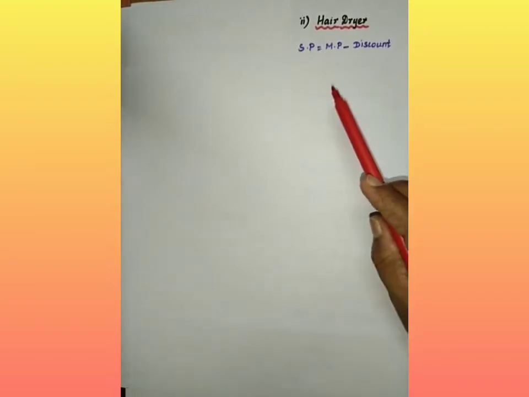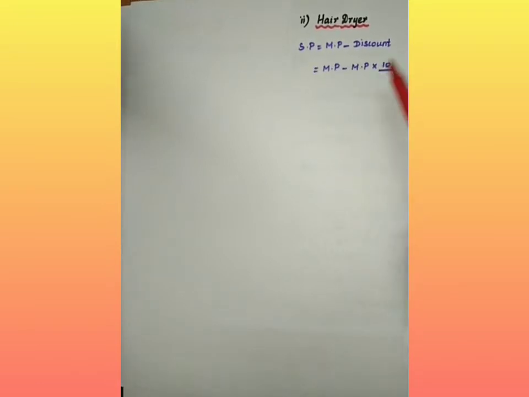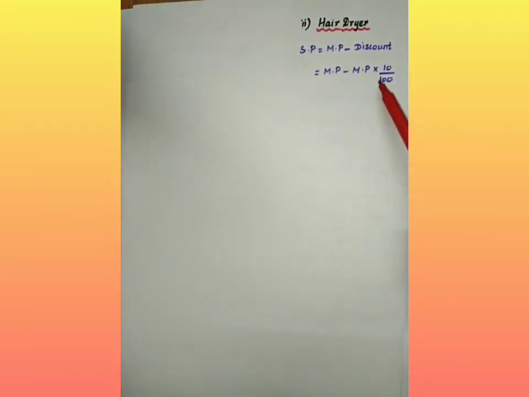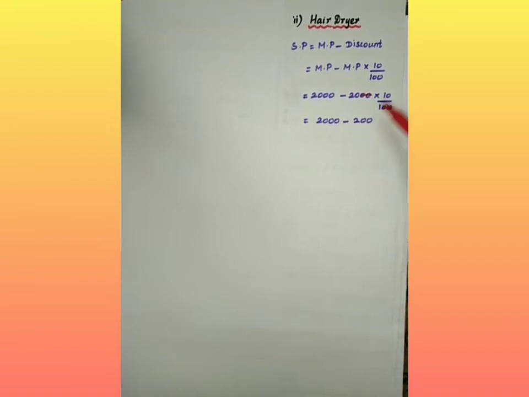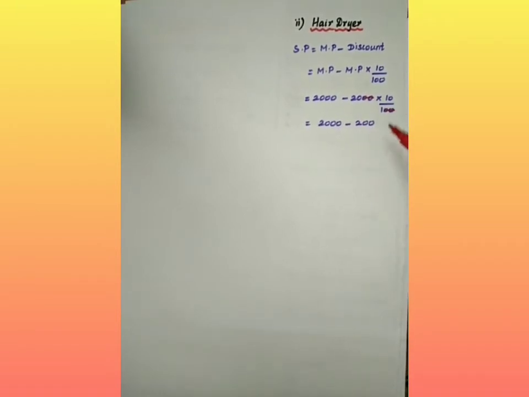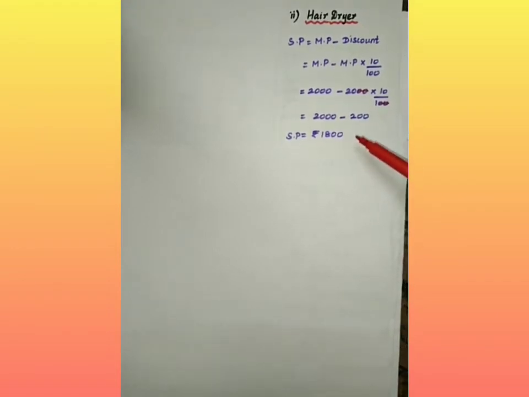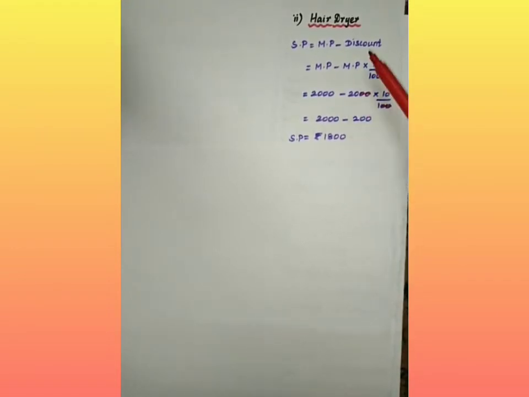Then the second item is the hair dryer. For the hair dryer, we are going to find the bill amount. So, SP equals MP minus discount. Then MP minus MP into discount percentage, which is 10. Therefore, 10 by 100. Then 2000 minus 2000 into 10 by 100. Then double zeros we have cancelled. Then 2000 minus 20 into 10 is 200. So, 2000 minus 200 is rupees 1800. That is the selling price of the hair dryer.